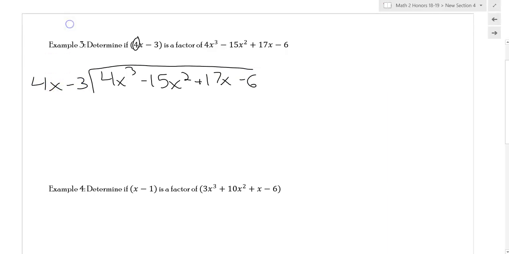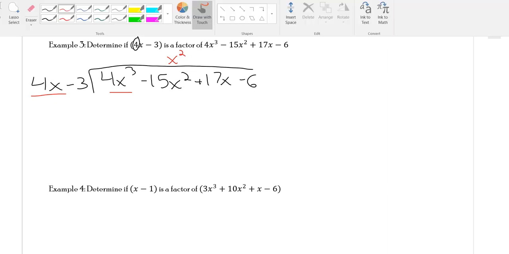Okay. So again, we had nothing missing. 4x cubed divided by 4x. My 4's cancel out. X cubed divided by x. There was 3 x's. I took away 1x. It's just x squared that is left.